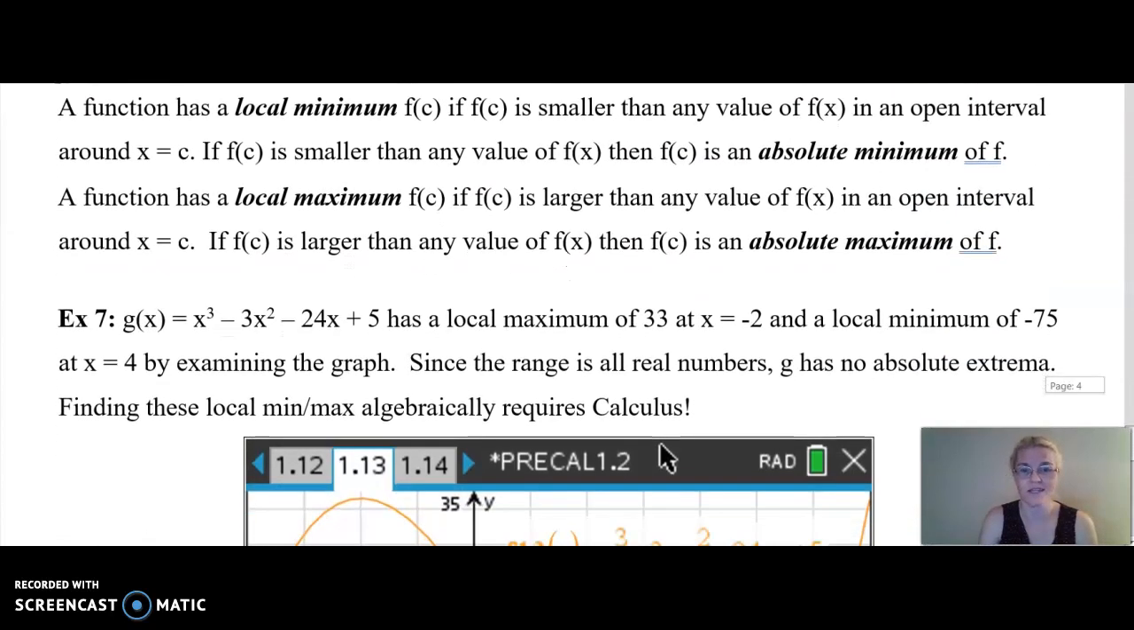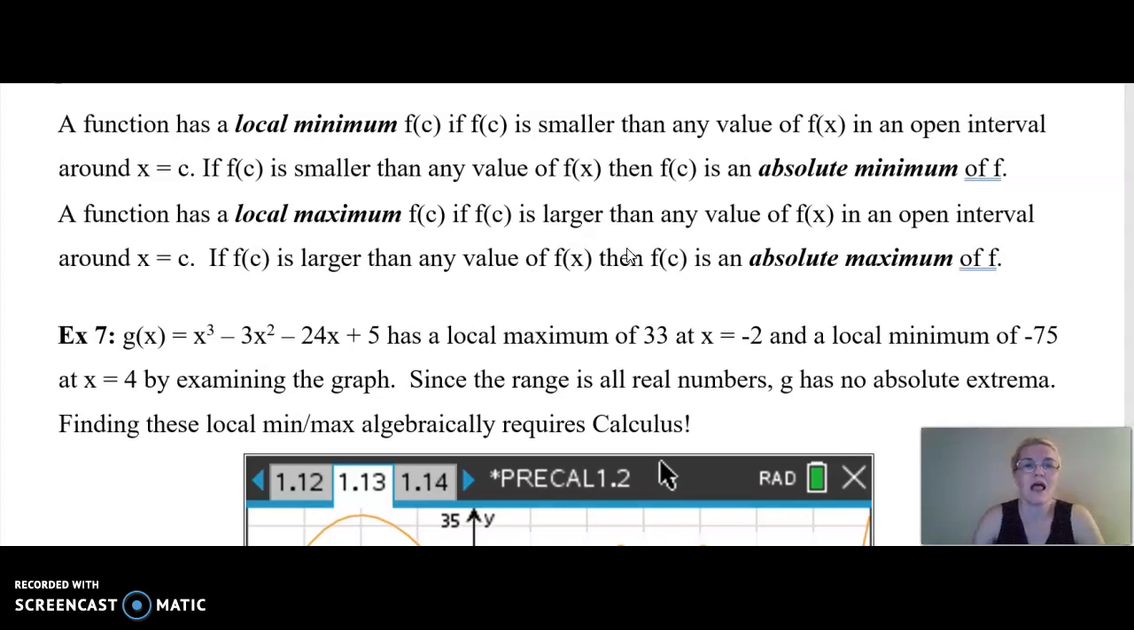And then I've already introduced you to them. I've already talked about them. Local mins and local maxes compared to absolute mins and absolute maxes. So a function has a local minimum, f of c. So notice the local minimum is a y value. So it's got a local minimum y value. If that y value is smaller than any other value of f of x in an open interval, so very nearly close to, right, around x equals c.